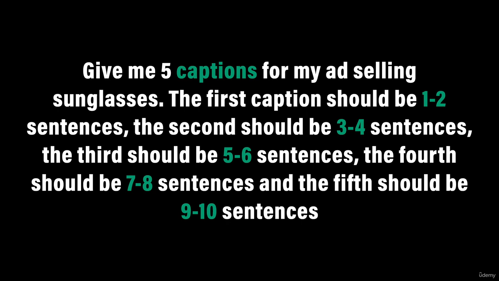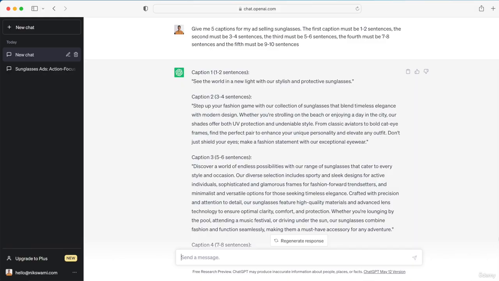Now, we've asked ChatGPT for 5 different lengths, and here's its response. So you can read all of these and choose whichever ones you think are the best. And I'm going to repeat this again because it's important. Don't just copy and paste these and run the ads. Try to make improvements to them if you can. Alright, so that's a prompt focused on different caption lengths.